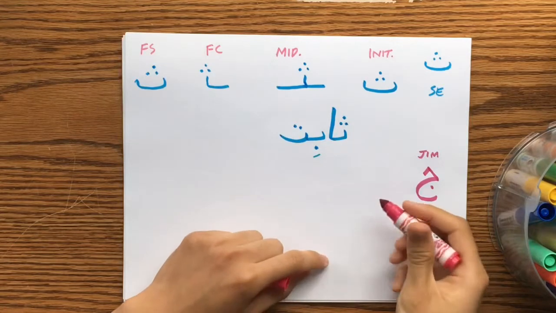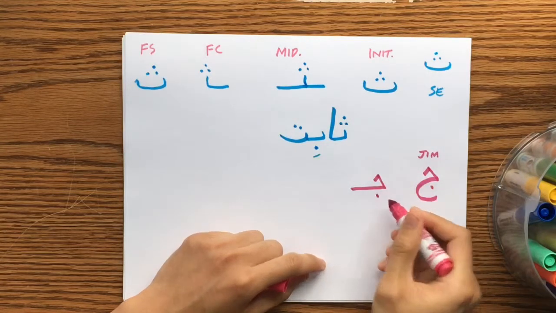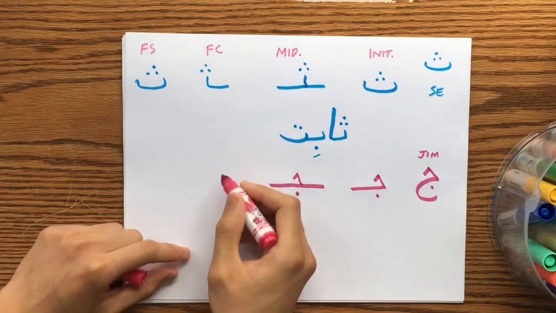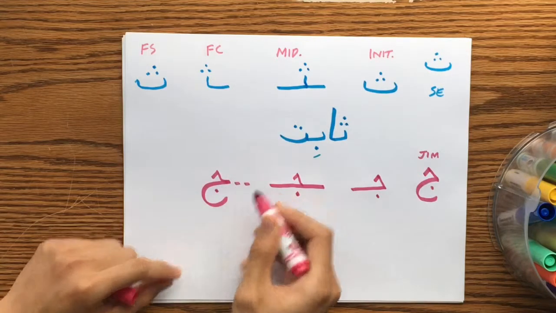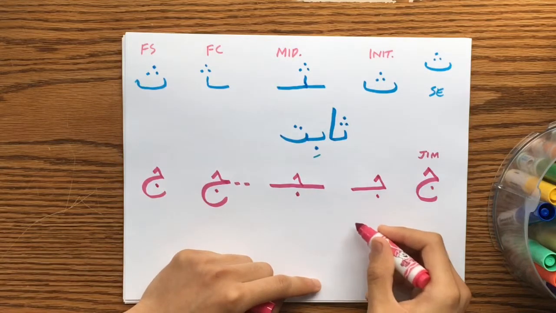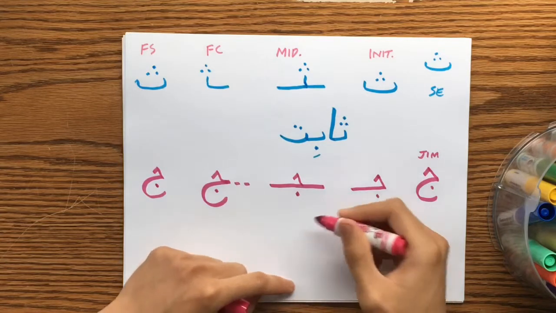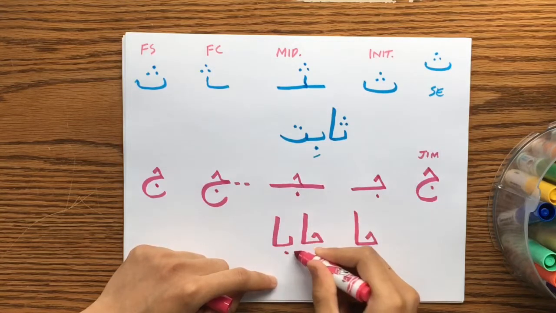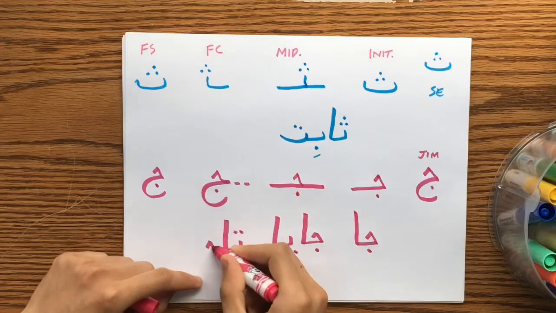Alright, Jim. So, the initial Jim looks like this. And then the middle looks like this. The final connecting looks like this. And here is your final separate. So now you can write the word jaw, which is the word for place. And you can write jaw paw, which means footprint. And you can write the word Taj, which means king.